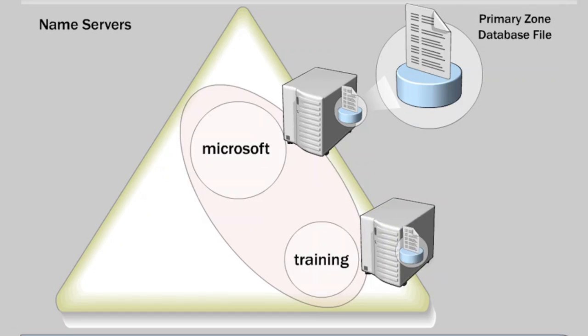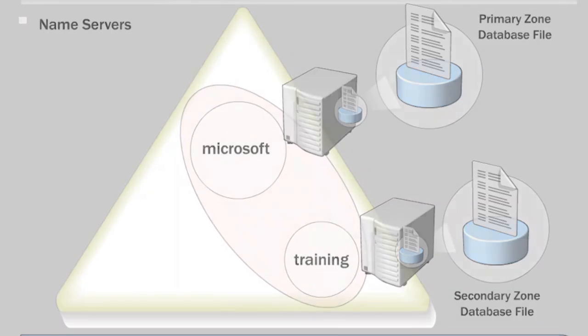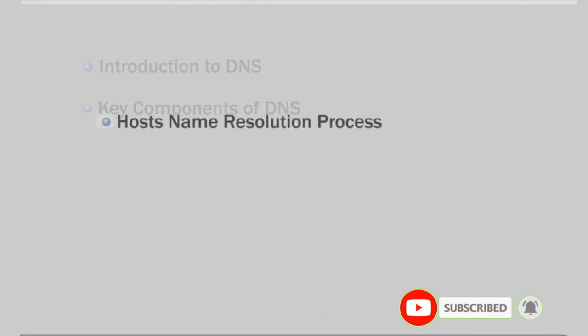A copy of the zone file may be stored on other servers to balance network load. These copies are referred to as secondary zone database files. The secondary zone database files are updated regularly from the primary zone database file by a process called zone transfer. Therefore, either server can answer host's name resolution queries for that zone. The next section describes how name servers resolve or map user-friendly names to numerical IP addresses.